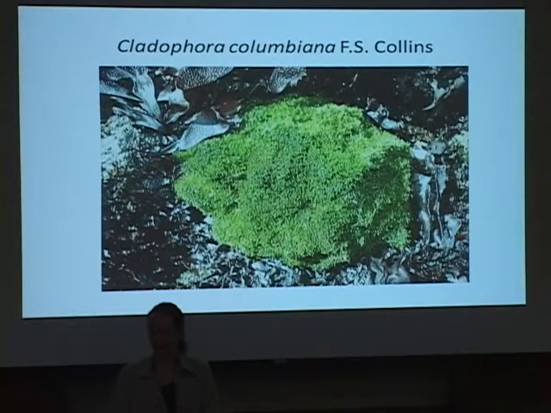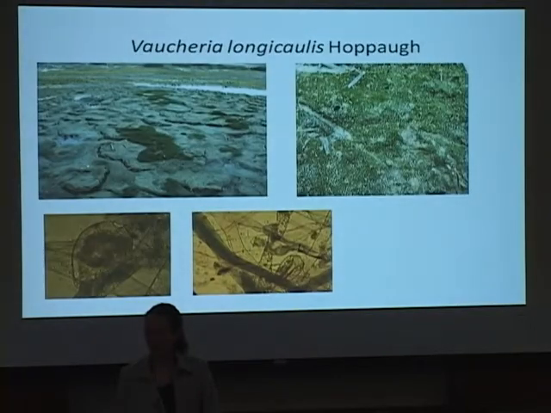Cladophora columbiana forms pincushions. It's like a pincushion alga. Vaucheria longicaudis, this is a really common one. You can see that it's found all over the mud flats. And it's really interesting because it's cenocytic, which means it doesn't have cross walls within its cells. And here's some reproductive characteristics of it.